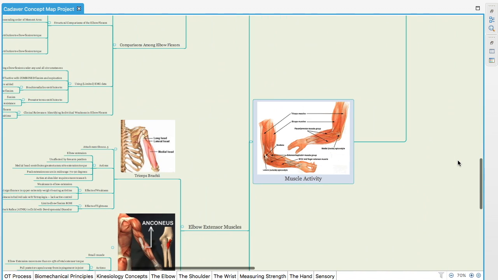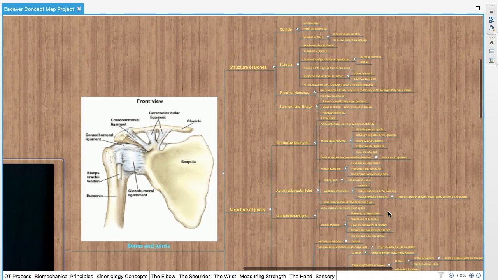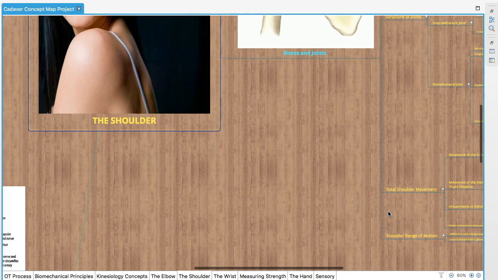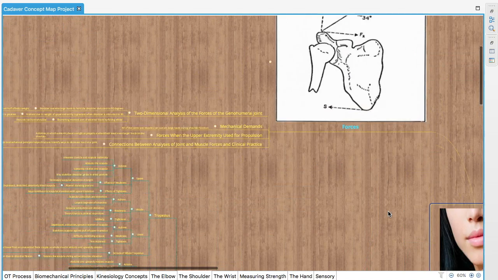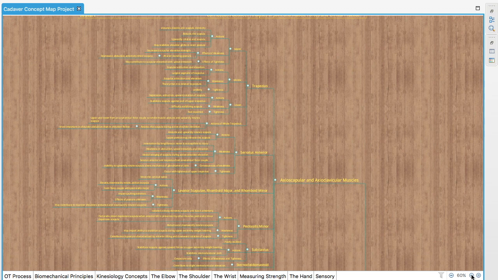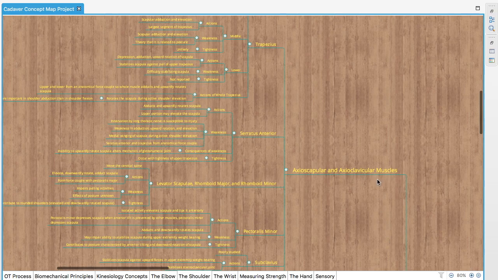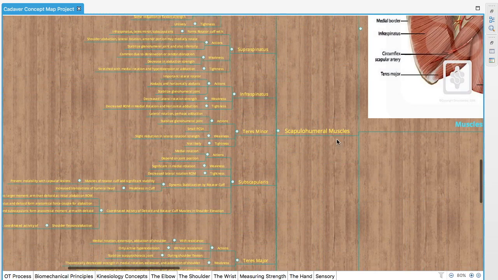The shoulder concept map was similar to the elbow, in which we organized starting with the structures of the bones and the joints. The organization of the shoulder muscles is unique because of the multiple joints involved. For example, these muscles are grouped by axioscapular muscles, axioclavicular muscles, scapulohumeral muscles, and axiohumeral muscles.